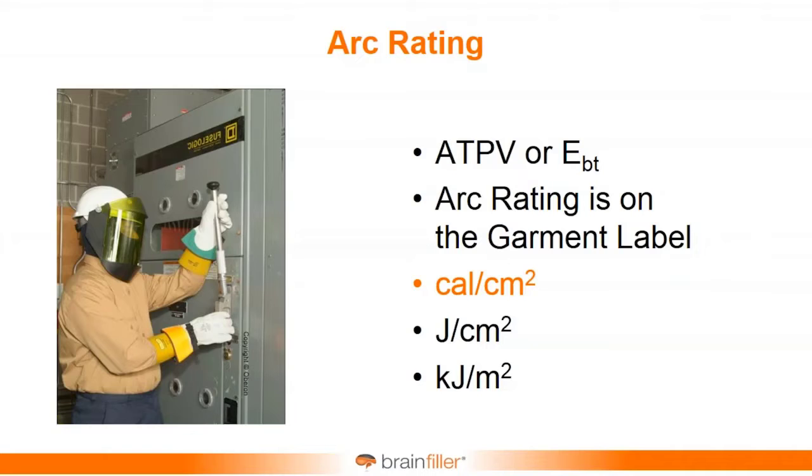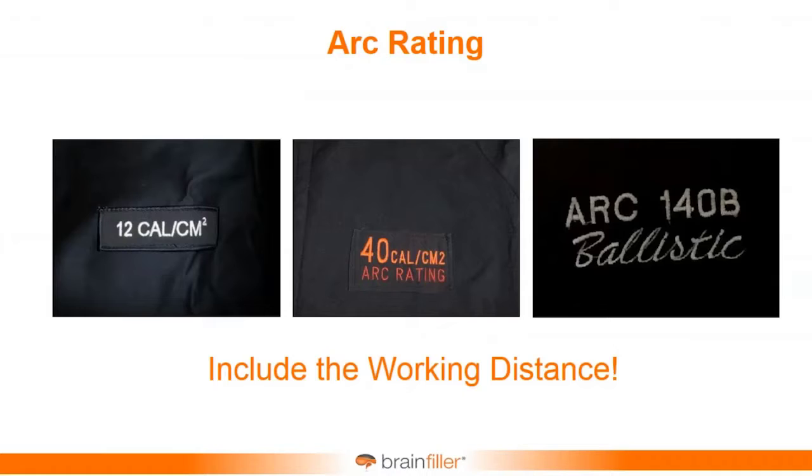So for us, we look at calories per square centimeter. The rating is required to be on the label, but it's also typically on the garment. So you can see we have 12, 40, different types of ratings. Now, I said there's a real critical piece of information missing. If you list just the arc rating on the label, and as I said, that's kind of my preferred method, what you're missing is the working distance.